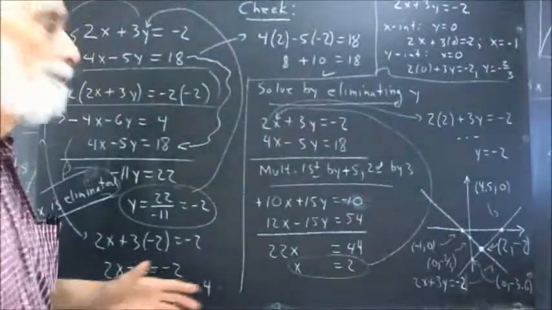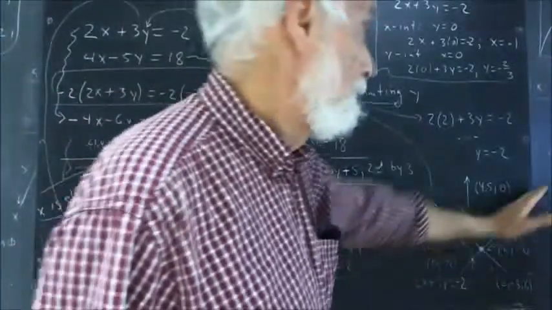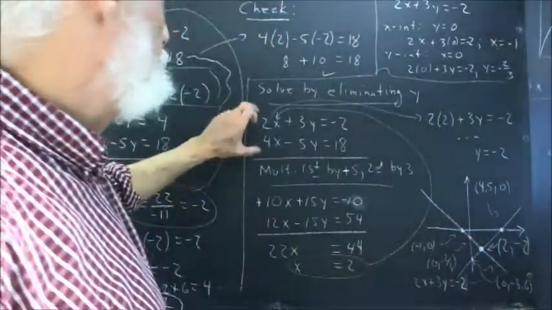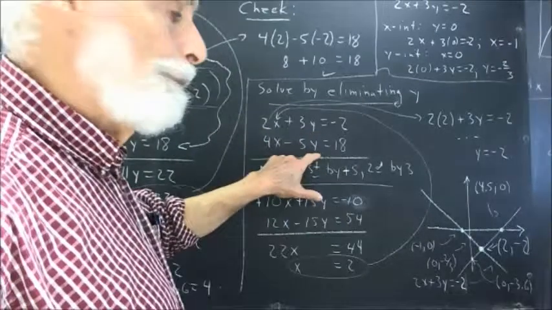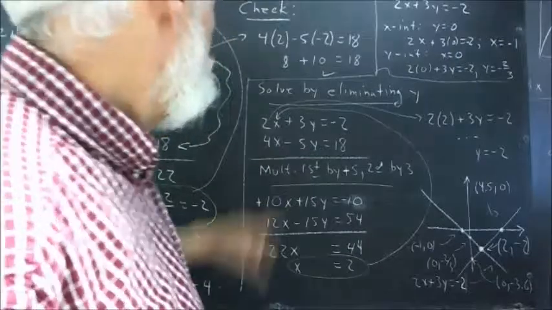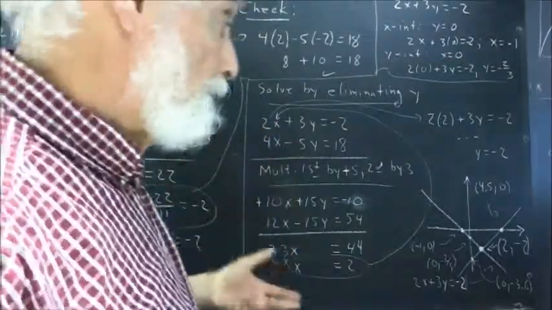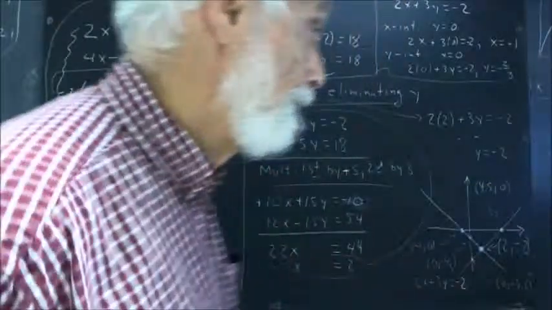What have we done? This equation is represented by a line. This equation is represented by a line. And the two equations are satisfied if the same x and y values satisfy both equations. The x and y values that satisfy both equations are the x and y coordinates at which the two lines intersect.